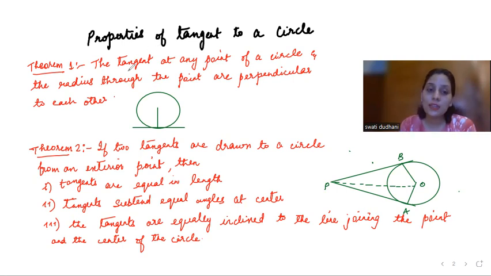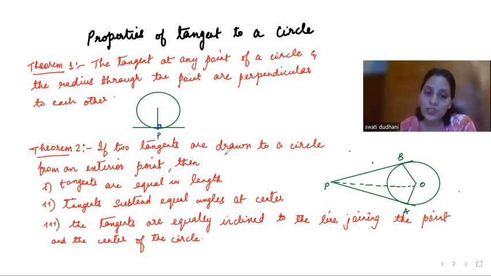First theorem: the tangent at any point of a circle and the radius through the point are perpendicular to each other. So this is the tangent we can see, and this is the radius we can see. Both are touching at one point P. At this point, they are perpendicular to each other. So this is 90 degrees. When a radius is dropped to a tangent, it is always perpendicular to the tangent. Very, very often used.